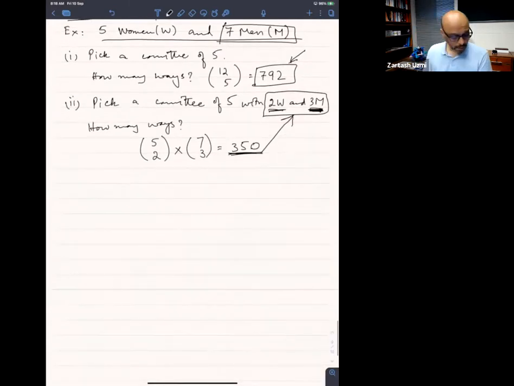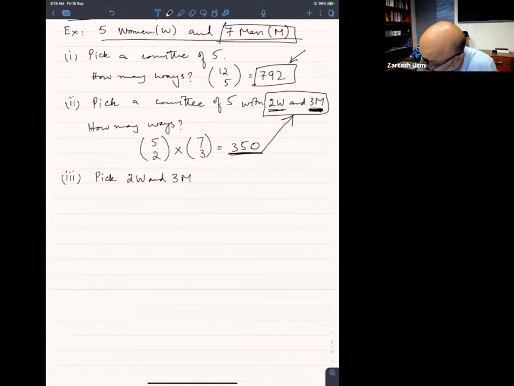Okay. So I'm not going to write that here. It's in the notes, but I'm going to ask a slightly different question. And I'm saying that pick a committee of 2 women and 3 men. Again, it's 5 people.